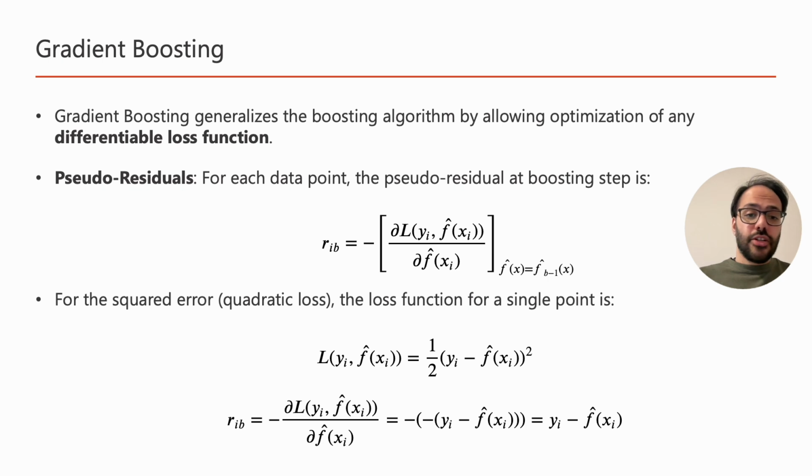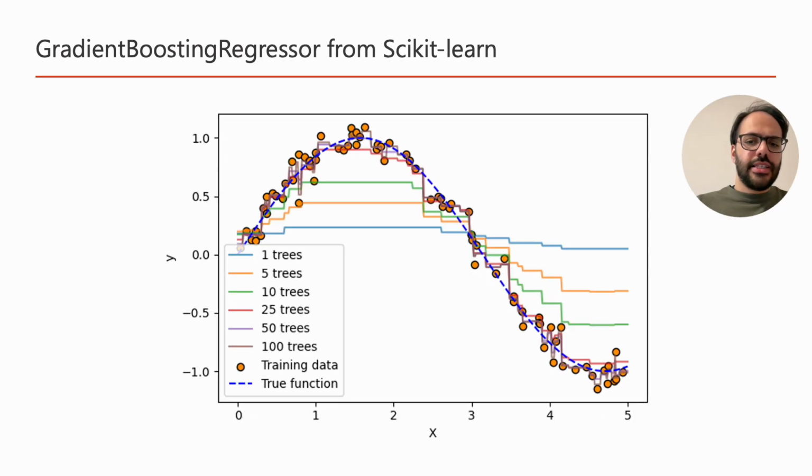But the nice thing is that you can use this same technique for any differentiable loss function. You can use this with the squared error. You can use this with the Huber loss, which is the combination of the L1 and L2 losses. So it gives you a lot of flexibility. So how does this work in practice?